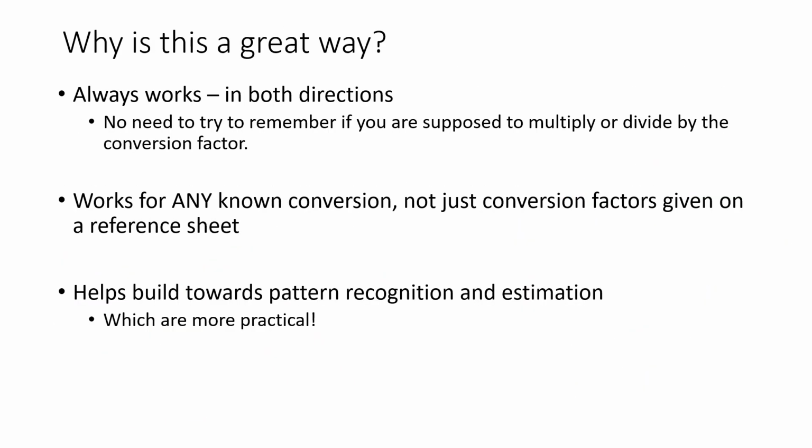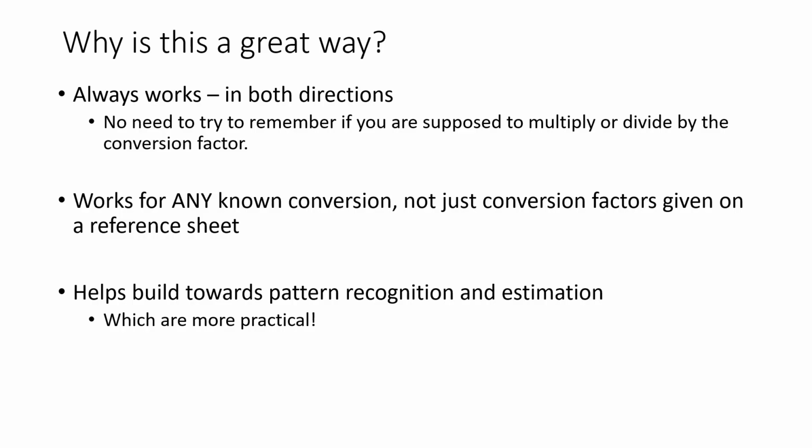So why is this a great way? First of all, like I mentioned earlier, it always works, and it works in both directions. There's no need to try to remember if you're supposed to multiply or divide by the conversion factor, which a lot of my students would do. They're like, wait a minute, the conversion factor is that 0.88. Oh no, should I multiply by 0.88? Should I divide by 0.88? Now, you should be able to get a sense of that based on which unit is bigger. But a lot of students do struggle with that. And so setting up the proportion is going to take care of that.